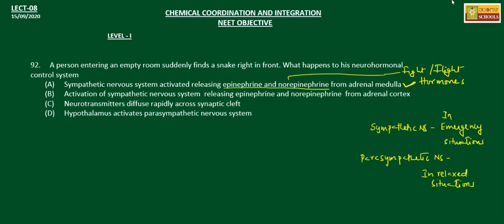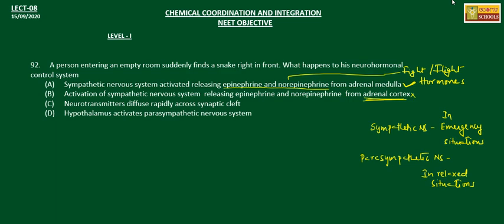Then the second option, B: activation of the sympathetic nervous system releasing epinephrine and norepinephrine from the adrenal cortex. No, this is wrong. The adrenal cortex will produce corticoids, the different mineralocorticoids and glucocorticoids are the hormones produced from this adrenal cortex. Then neurotransmitters diffuse rapidly across the synaptic cleft. So this is not the one concerned with this question.